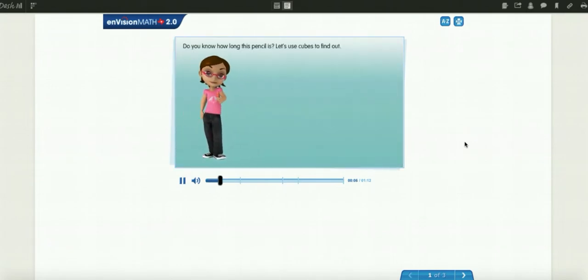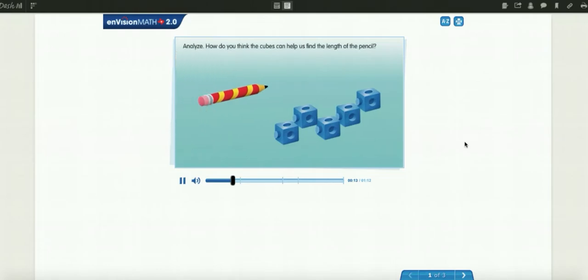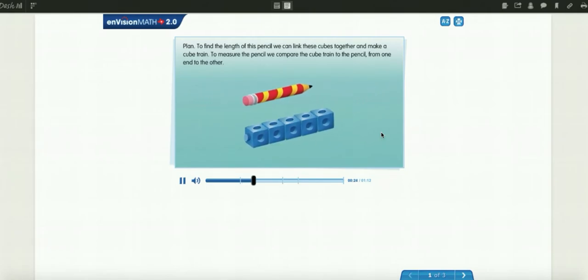Do you know how long this pencil is? Let's use cubes to find out. Analyze. How do you think the cubes can help us find the length of the pencil? Plan. To find the length of this pencil, we can link these cubes together and make a cube train. To measure the pencil, we compare the cube train to the pencil, from one end to the other.